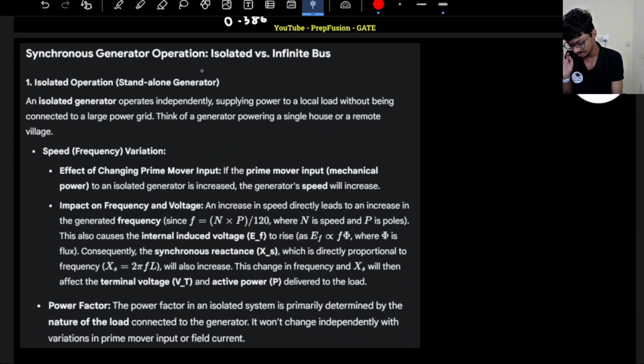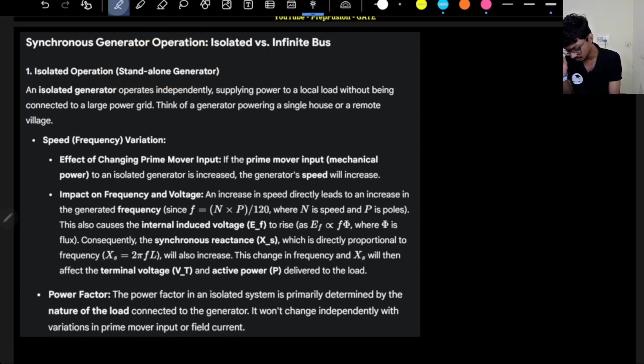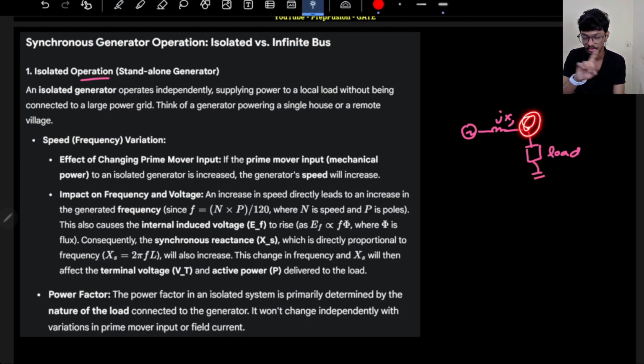Now let's just end this discussion with a bit of theoretical points about isolated and infinite bus. Isolated bus we have already discussed. It is standalone. I want to discuss the variation of voltage, speed and field excitation with respect to isolated and infinite bus. For a generator in isolated operation, I have a generator here with synchronous reactance, and directly it is connected to load. There is no infinite bus.